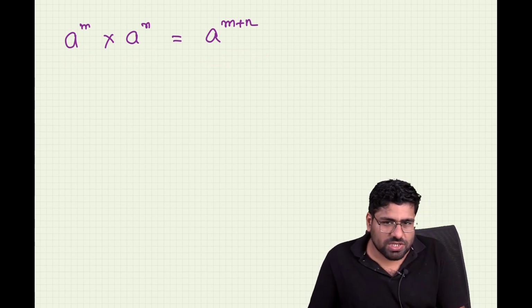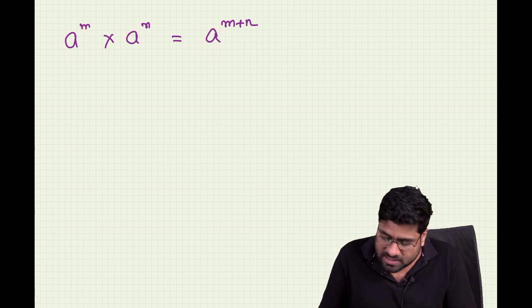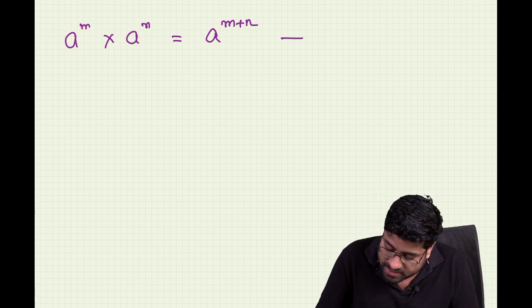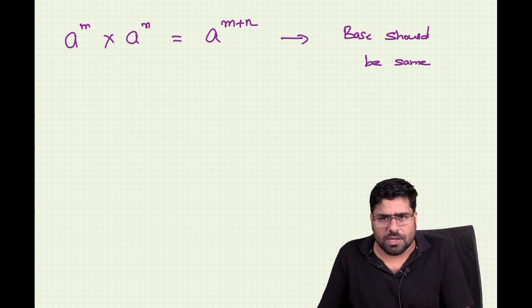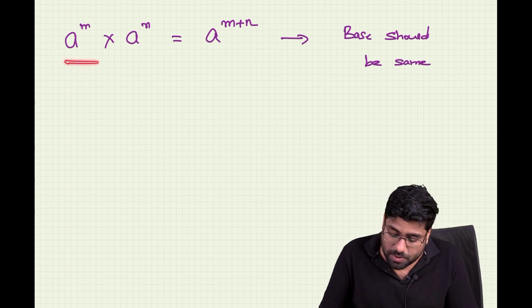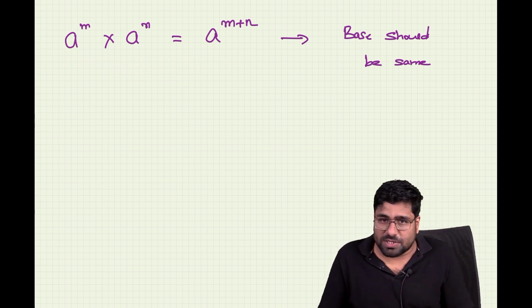And what is the catch here? The catch is that the base should be the same. That is the catch here. Only if the base is the same will you be able to apply this formula, which is a raised to m into a raised to n is equal to a raised to m plus n.